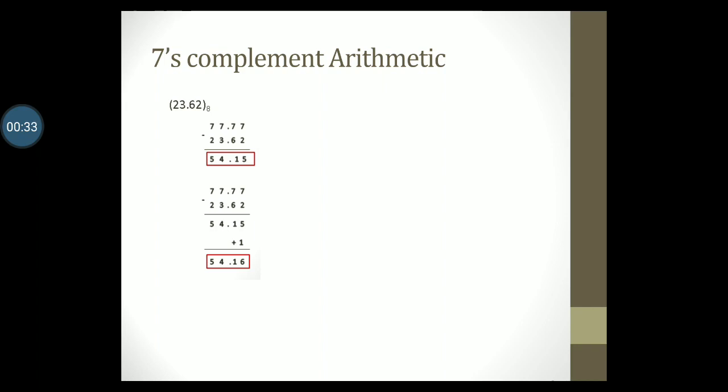Recollect from a previous video that to find the 7's complement of an octal number, you need to subtract each digit from 7. Also, if you want to find the 8's complement of an octal number, then you need to add +1 to the LSD of the 7's complement in order to get the 8's complement.